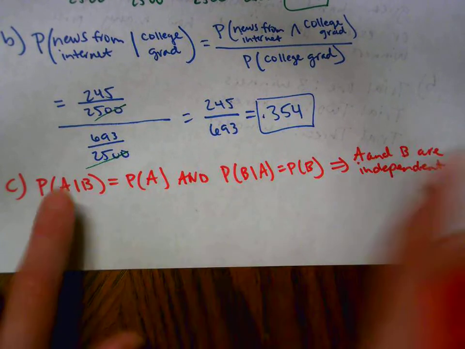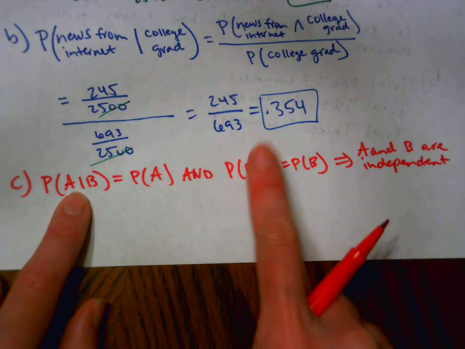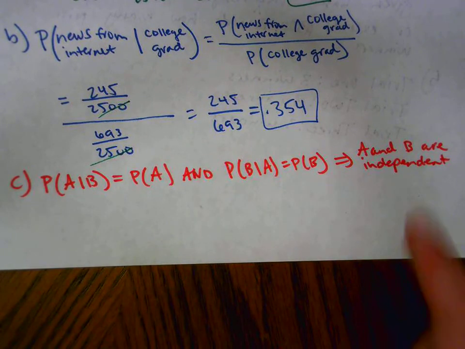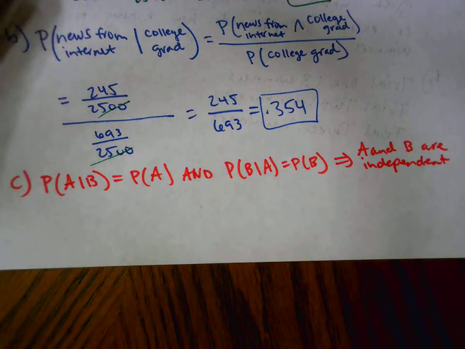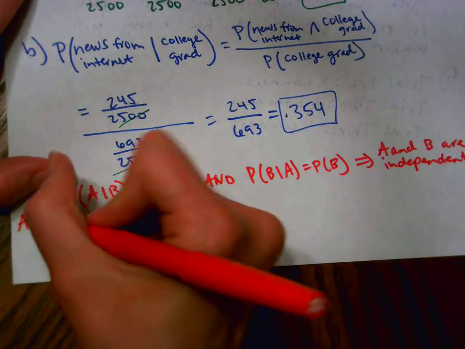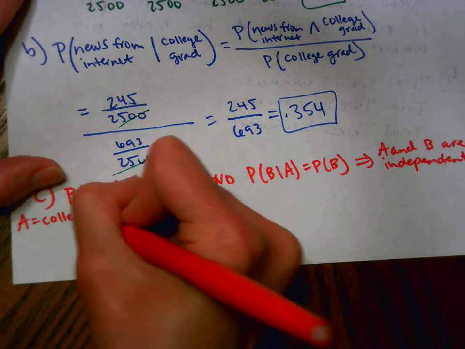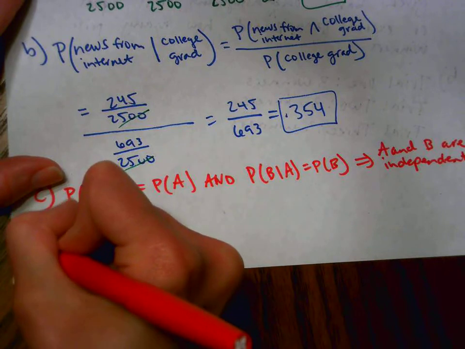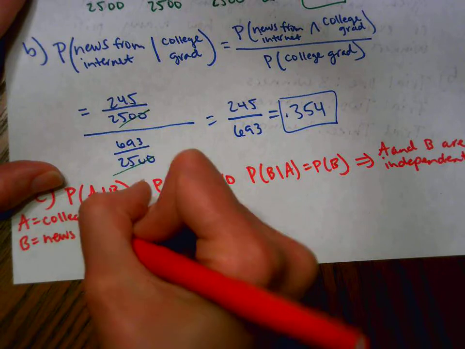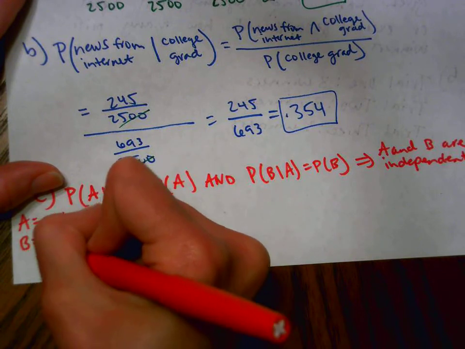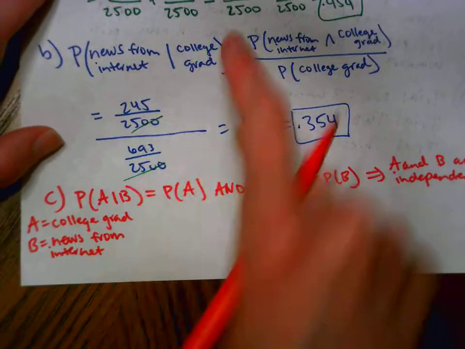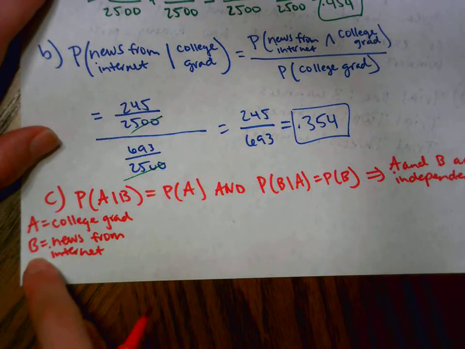If we do this first one and that's not equal, then we don't even need to do the second one, because if one's not equal, then they're not independent. So if I want to use just A and B, I need to define them. It doesn't really matter which one's which in this case. A can be being a college grad, and B will be getting news from the internet. So if you're using a formula, you can either just put the words in the formula, or you can use A and B and just define them over here.